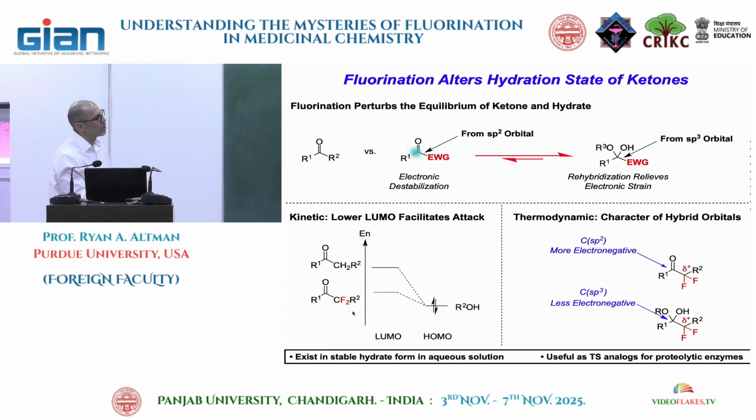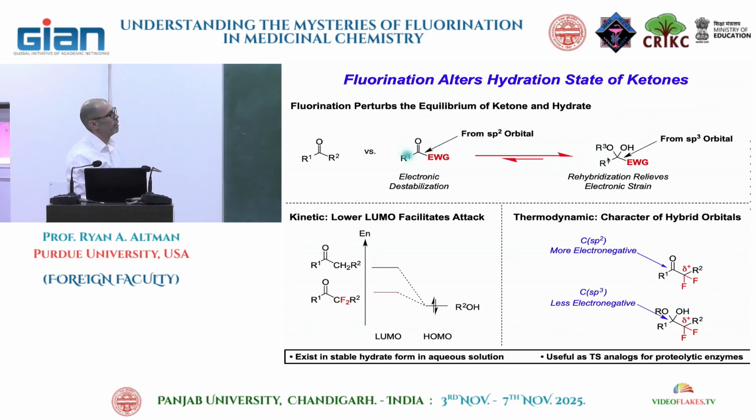It turns out that the strong electron withdrawing group encourages the carbonyl to rehybridize. So you go from an sp2 state to an sp3 state. That happens because the sp3 hybridized state allows electrons to distribute towards the electron withdrawing group. This is a phenomenon that was described by Bent.